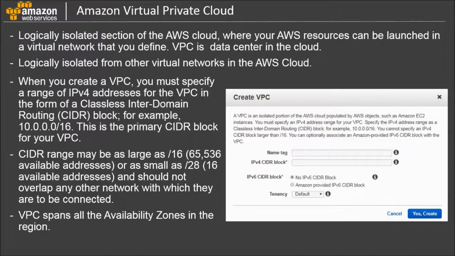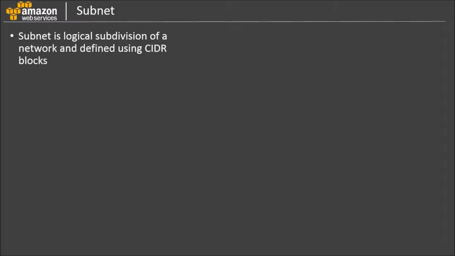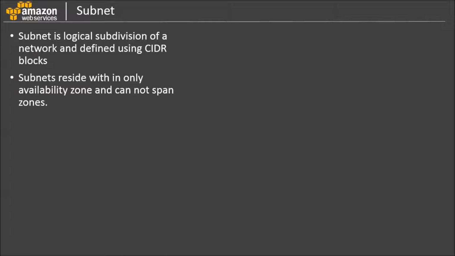You can configure your VPC by modifying its IP address range, create subnets, and configure route tables, network gateways, and security settings. Subnet is logical subdivision of a network and is defined using CIDR blocks. Subnets reside within only one availability zone and cannot span across zones. This is different than AWS VPC, where VPC spans across all availability zones of the entire region. This is one important difference to remember going into the exam.